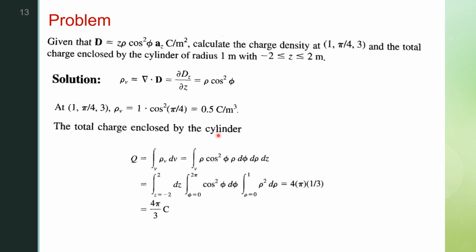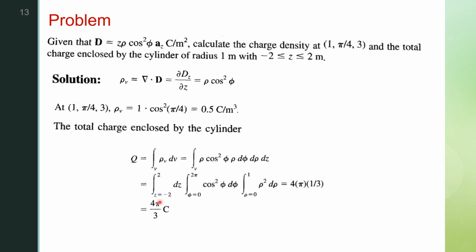So total charge enclosed by the cylinder Q is equal to the volume integral of rho v dv. What is rho v? It is rho cos square phi, and dv. From cylindrical coordinate system basics, we know dv is equal to rho d phi d rho dz. So now let's apply the limits. The value of z is varying from -2 to 2. Phi varies from 0 to 2 pi. And rho is varying from 0 to 1.